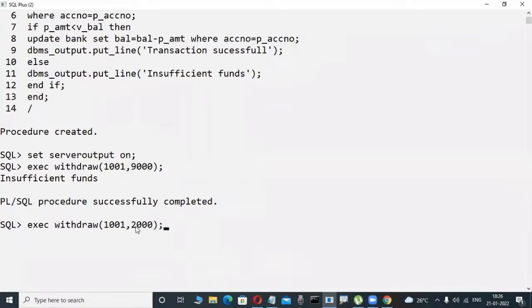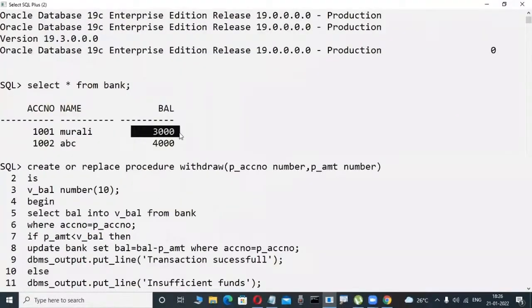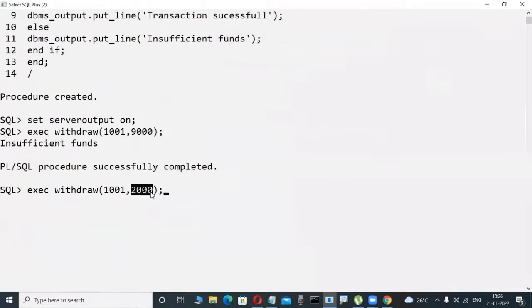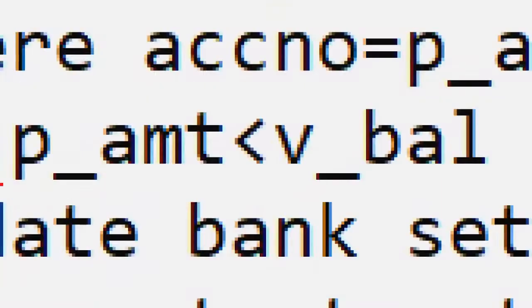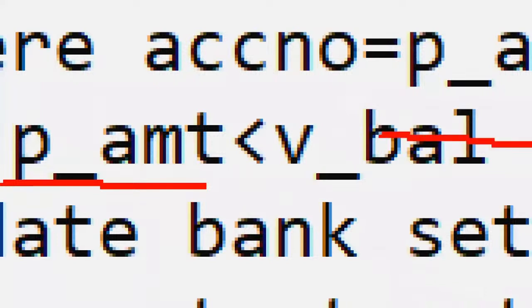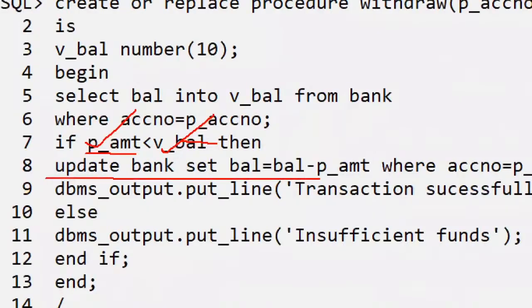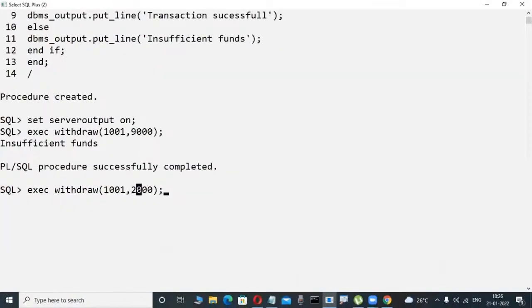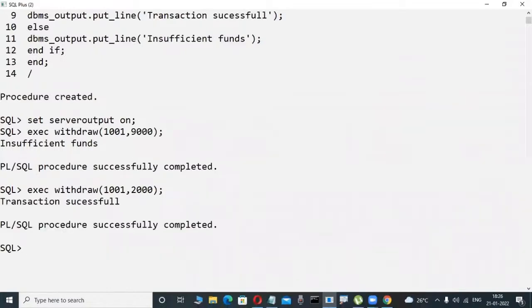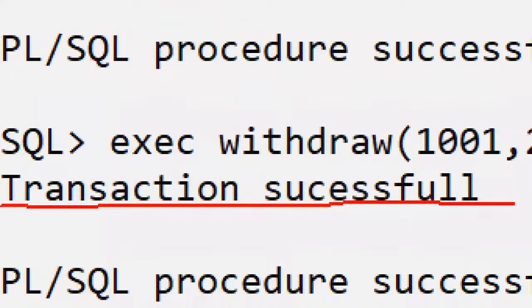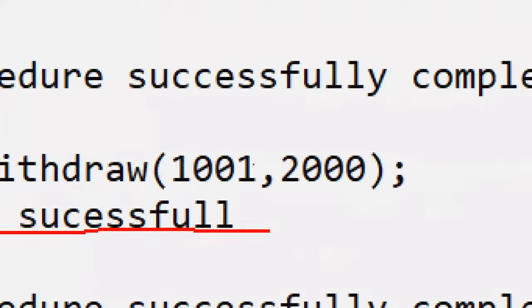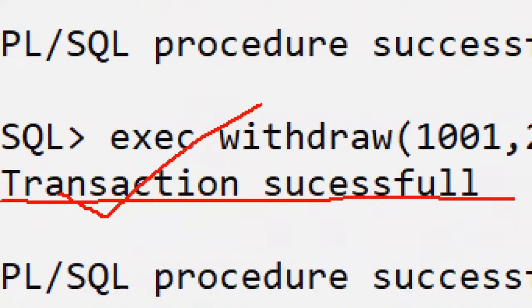Is it possible? Yes, possible. Why? Because my balance is 3,000 and I try to withdraw only 2,000. Whenever the passed amount, 2,000, is less than the available balance, in this case 3,000, I am updating the bank table, modifying it. The transaction is successful, and it will automatically display that message.